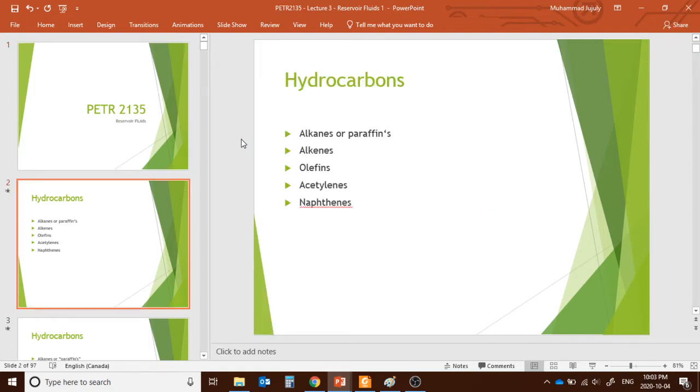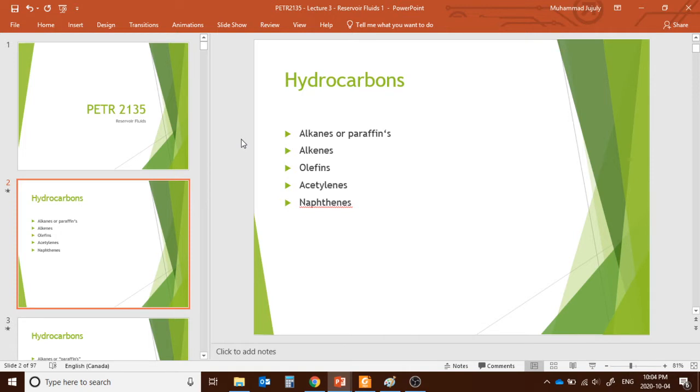So the reservoir fluids. In an oil and gas reservoir, what types of fluids do we actually have inside the reservoir? We all know we have crude oil, but the crude is a mixture of lots of different types of components. There could be alkanes, alkenes, alkynes, and naphthene, different types of aromatics. All are types of hydrocarbons.